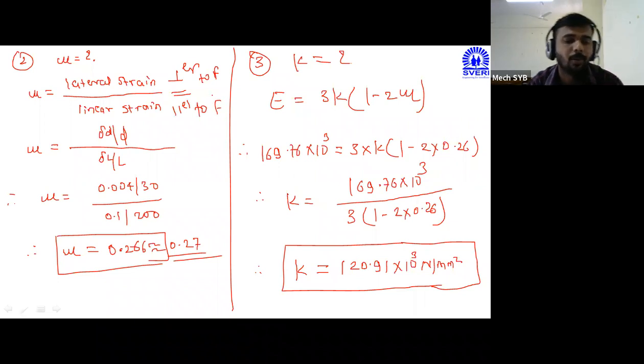This is very important. 120.99 into 10 raised to 3 Newton per mm square. This is the value of K. Still some students are not sending the answers. Everyone has to send the answer. 120.99 into 10 raised to 3 Newton per mm square. This is the value of K. All answers are same after the verifications.